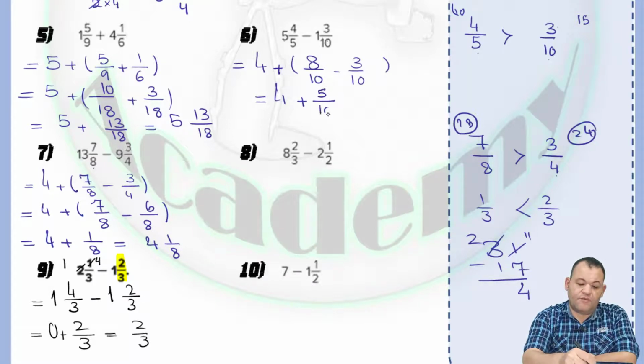And that will be 5 over 10. 5 over 10 is equal to 5 times 1 over 5 times 2. Cancel 5 and 5, it will be 1 over 2. So 4 plus 1 over 2 equals 4 and 1 over 2.